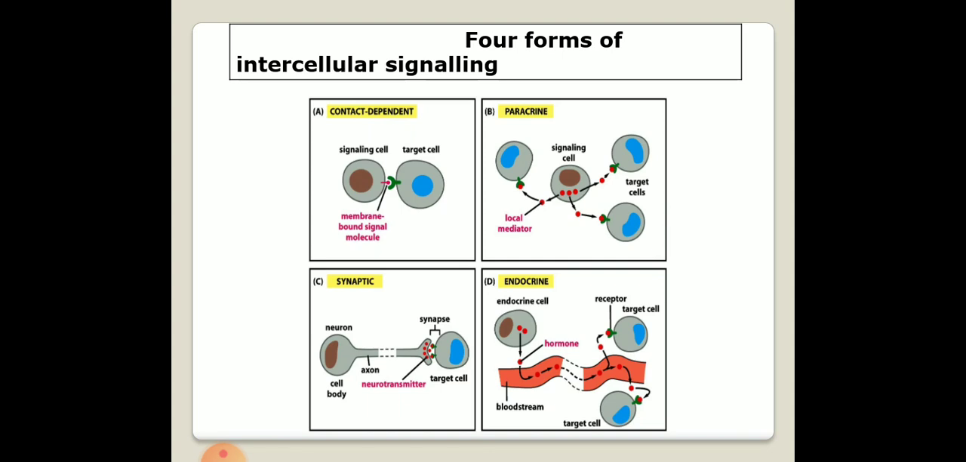Another type of long distance transport we know is endocrine signaling. Endocrine, as we understand from the term, it is a hormone. Here the signaling molecules are hormones. Now these hormones are released from endocrine cell and they get translocated through the body fluid, through the blood vessel to the distant target cell where there are specific receptors present. So in this slide we have seen the 4 types of intercellular signaling.